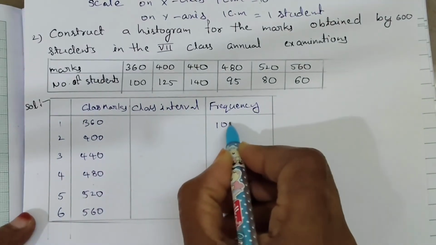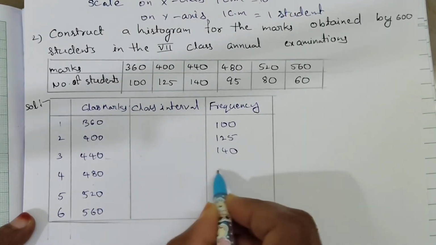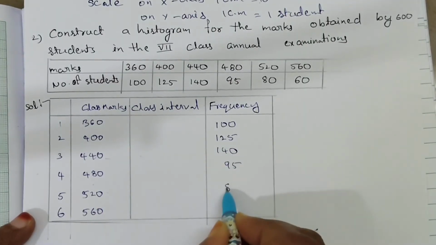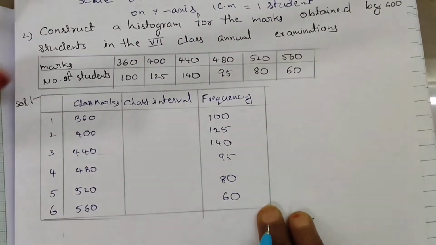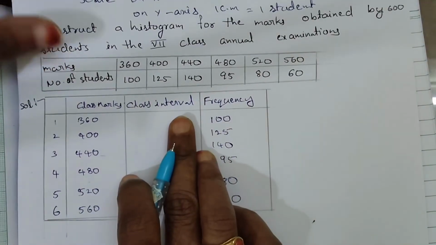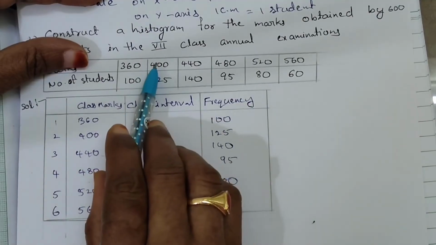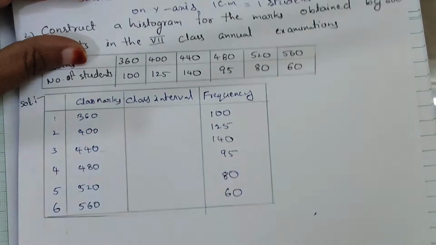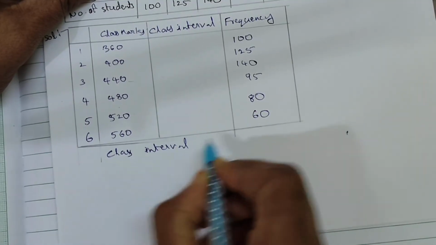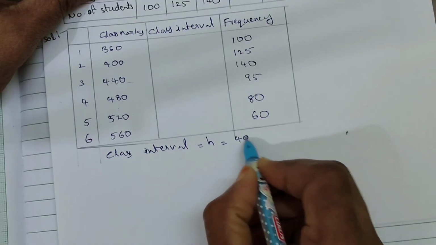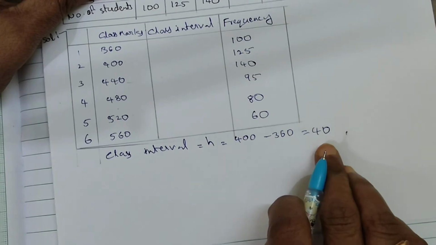So we write here the frequencies: 100, 125, 140, 95, 80, 60. Next we write the class interval. For the class interval we find the h value. h is the first, 400 minus 360, which is equal to 40. So 40 is the class interval.